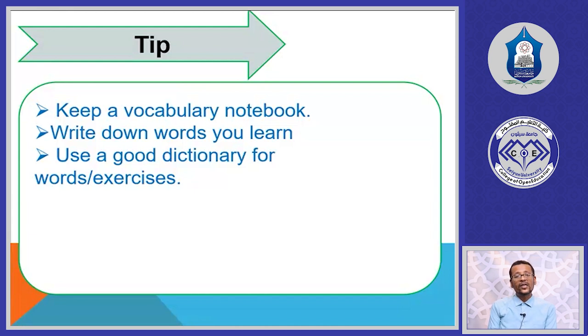Then with a vocabulary notebook, you need another thing. What is it? You need a good dictionary. Not any dictionary, but a good dictionary that will help you. The more features a dictionary has, the more beneficial. So use a good dictionary for checking the meaning of words, checking the pronunciation, checking the word class that we have studied last time. Is the new word a noun or a verb, and how to change it from a verb into a noun, all these things. So a dictionary can give you a lot of things.